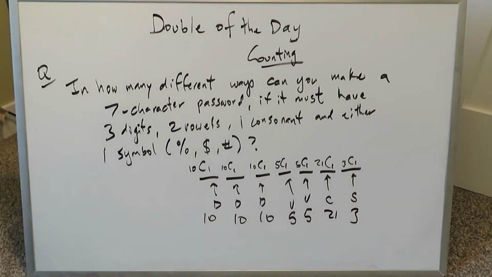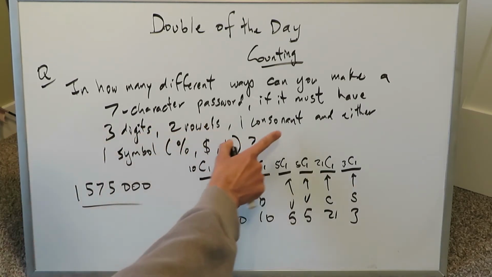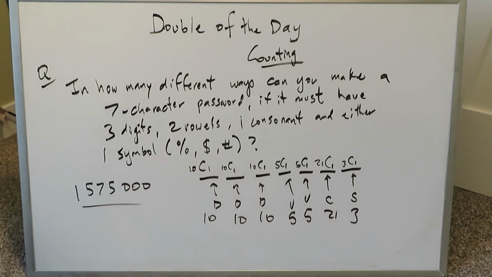So keep that shortcut in your mind. It will serve you well. Multiply all of these and we'll post a good answer over here. It should be a large answer. Our answer is this: there are 1,575,000 different ways for you to make a 7-character password, of which 3 will be digits, 2 vowels, 1 consonant, and 1 symbol selected from these 3. And the answer will be right.